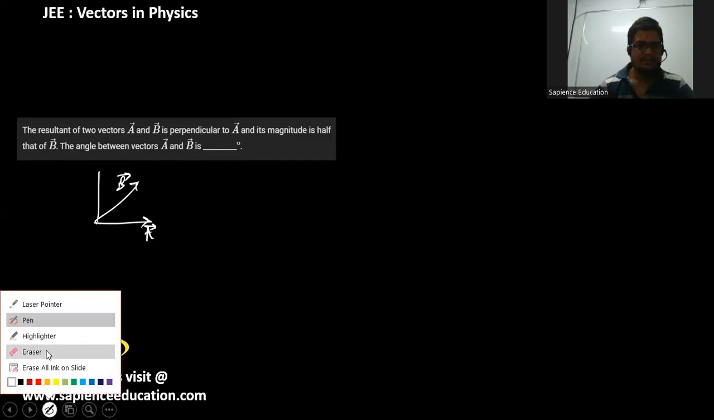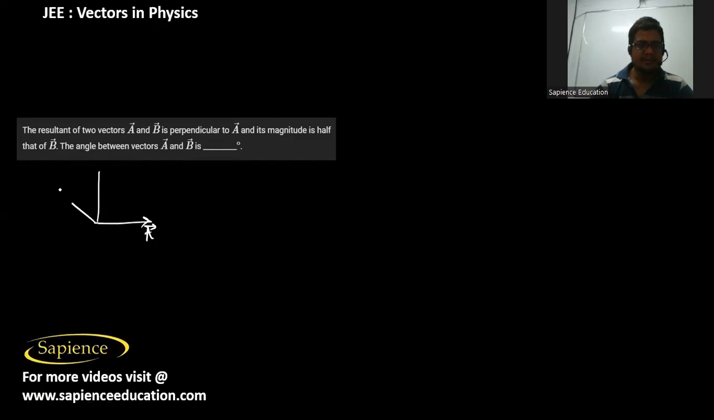Then here it is told the resultant of two vectors A and B is perpendicular to the vector A. It means the vector B will be somewhat like this. Vector B can be like this. Their resultant is perpendicular to the vector A, and the magnitude of the resultant is equal to half of the magnitude of B.